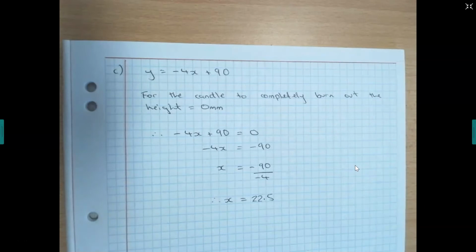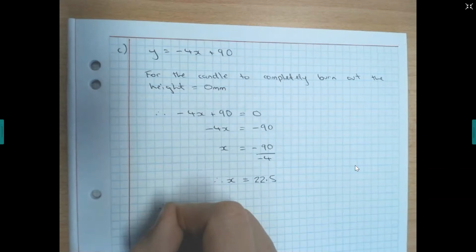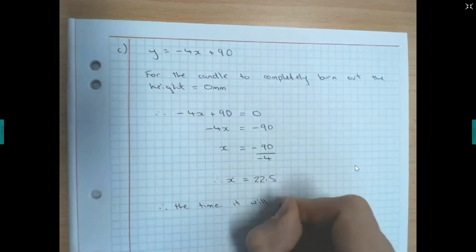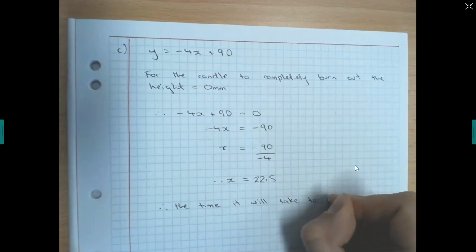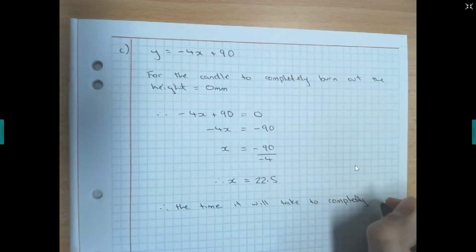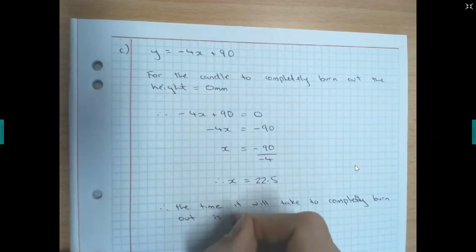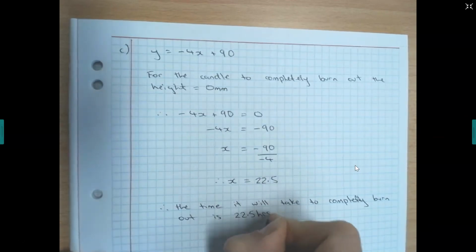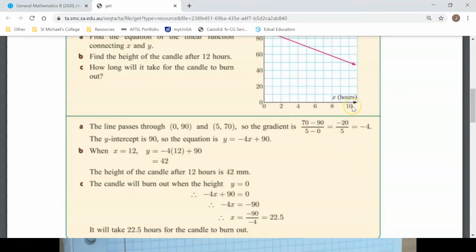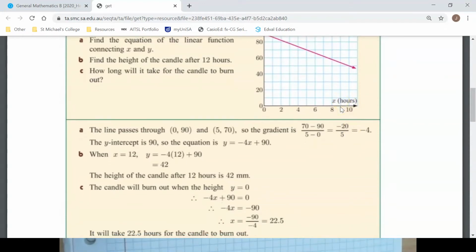22.5. And then you just need to finish the question off with a quick statement. Therefore, the time it will take to completely burn out is 22.5 hours. Make sure that you include your units, because remember, they show here that time is measured in hours.